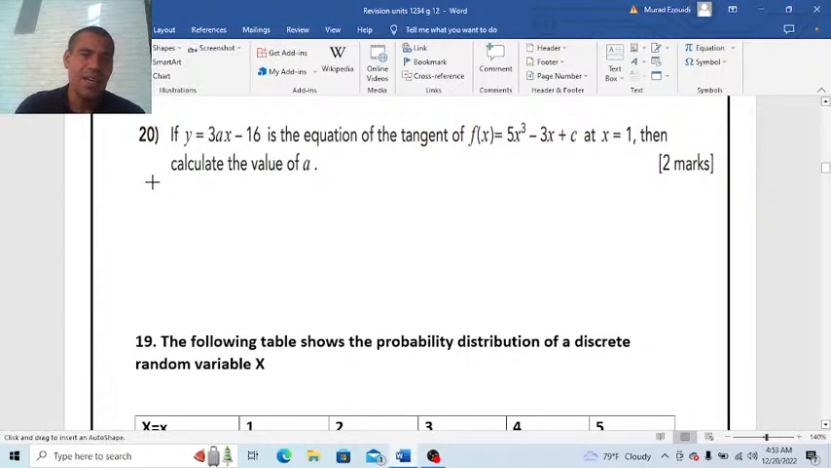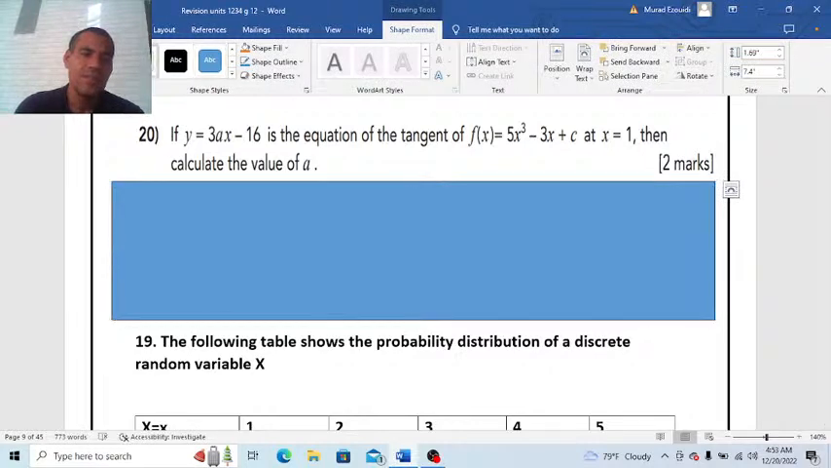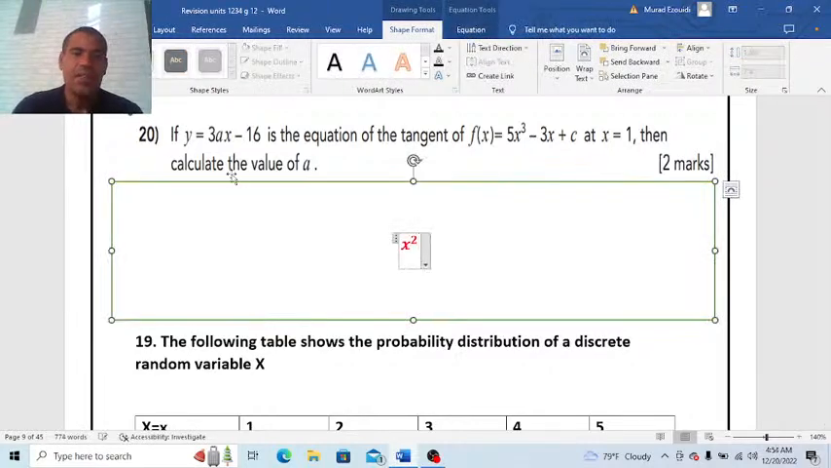This one is a direct application. So I will write now the first derivative of the function: f dash of x is equal to 3 multiplied by 5, which is 15x to the power 2, then minus 3. Learners, this in fact is equal to 3a when x equals 1.